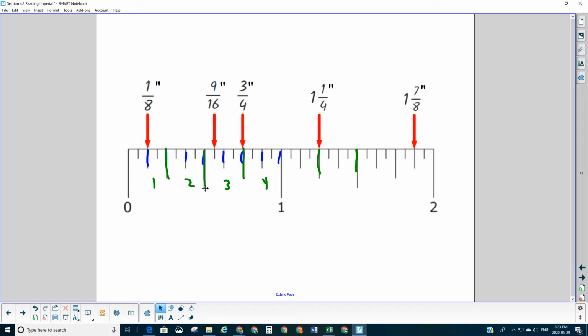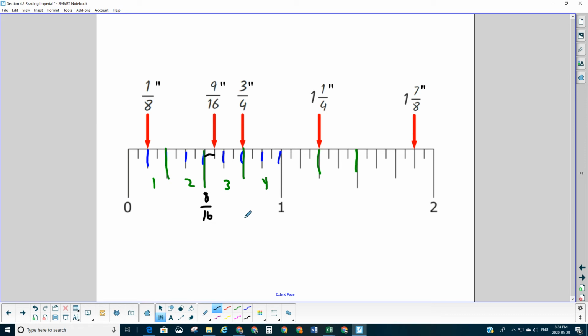The other way to look at it is this. Between 0 and 1, there's 16 ticks. So halfway would be 8 ticks. This would be 8/16. And this is just 1 tick past that. So that's why it's 9/16. And it doesn't reduce to anything else. So that's another way that you can imagine reading this. Okay? All right.